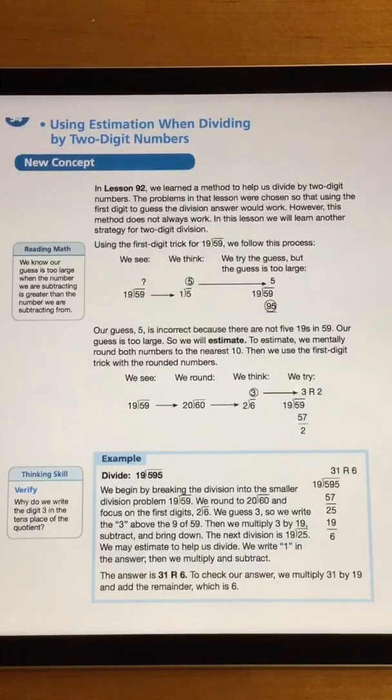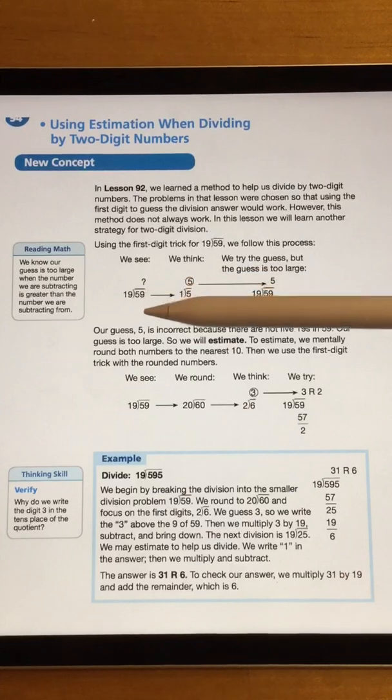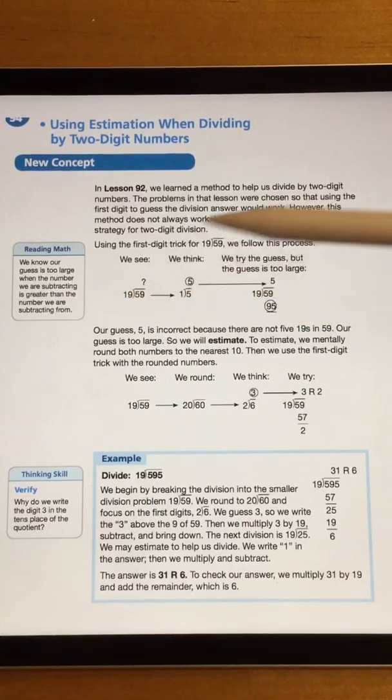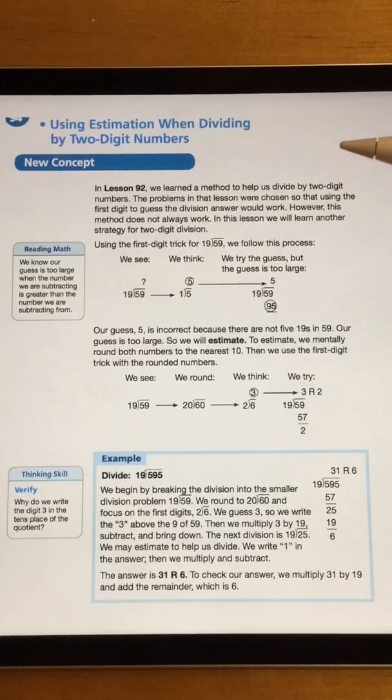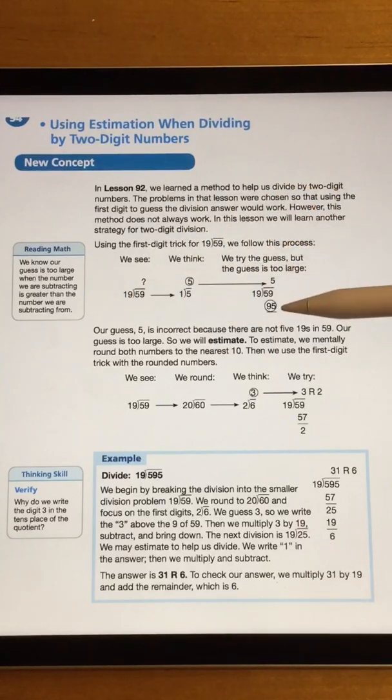Our lesson today, we are talking about using estimation when we're dividing by two-digit numbers. So we have previously discussed breaking this into a smaller problem and then using the trick of 1 going into 5. But guess what? That's not logical when we have 19, is it? Because if we multiplied 19 times 5, we would get 95. Now, obviously, that is much larger than 59.